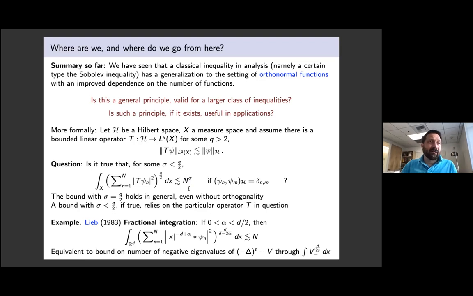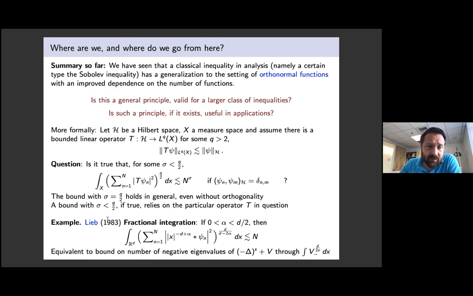And I should tell you right away, at the moment, we do not know a general principle of whether this is true or whether it is not true. That depends really on the operator in question. We do have a list of examples where this works, but the computation of the optimal power sigma that you get there really depends very much on the concrete operator under investigation.